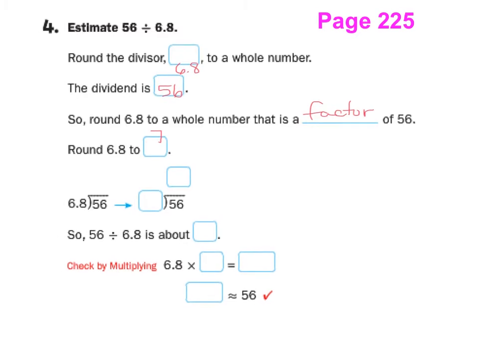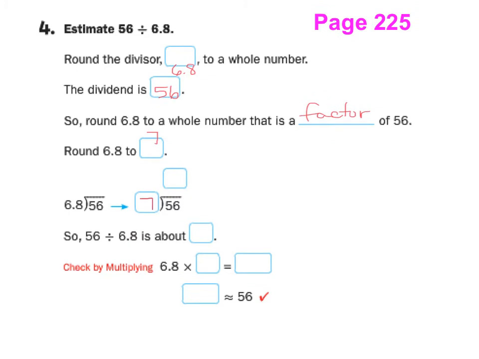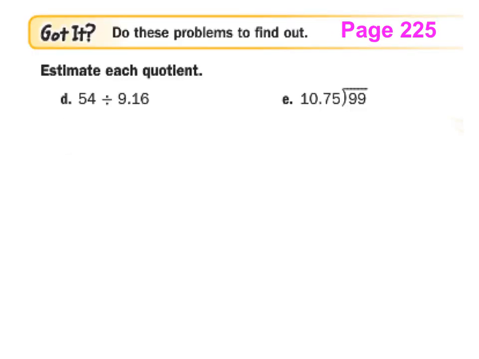So I would suggest that we round 6.8 to 7. So we're going to replace our divisor with a 7, and 7 divides into 56 about 8 times. So we would say 56 divided by 6.8 is about 8. So we can actually check. We can do 6.8 times 8, and we get 54.4. And 54.4 is approximately 56. Let's do one of these together, and then I'll have you try the second one.